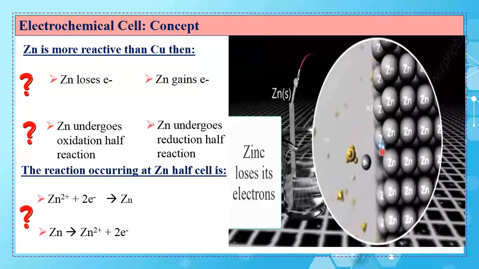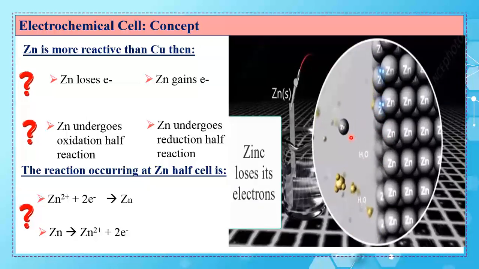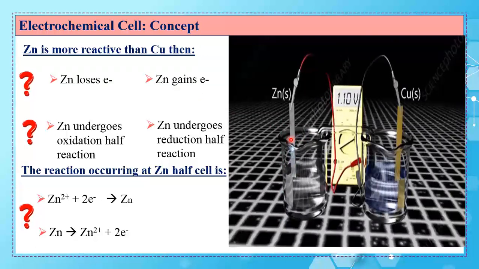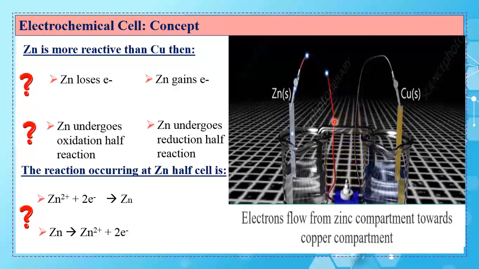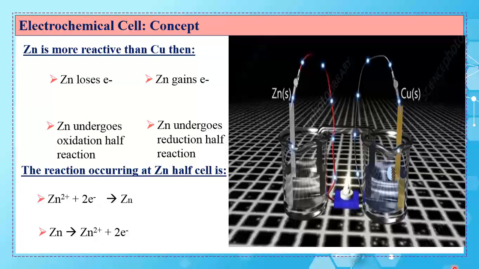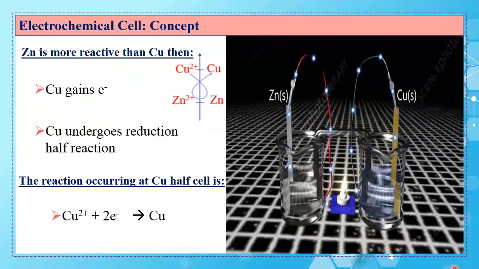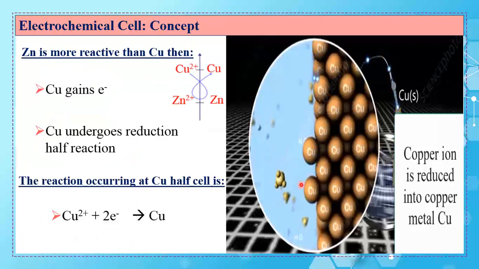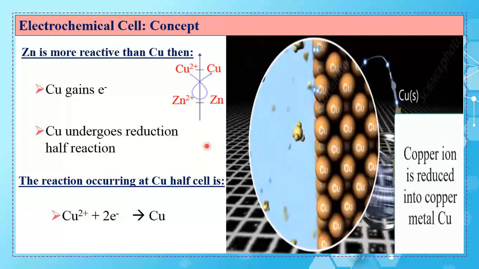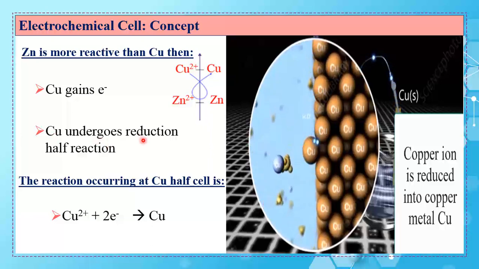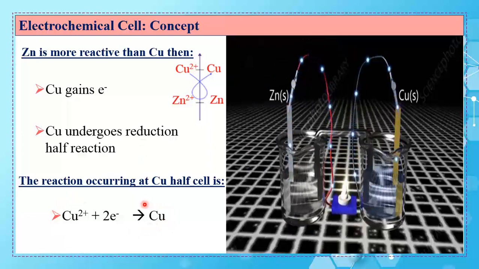Then zinc here will lose those electrons in order to become its ionic form Zn2+. And thus the electrons will flow from the zinc half cell into the copper half cell. So here the correct answer will be that Zn will lose electrons and thus undergo oxidation half reaction, and this will be the correct half reaction occurring at the Zn half cell. Oppositely, concerning the Cu half cell, Cu2+ will gain electrons in order to become Cu metal. And thus Cu will undergo reduction half reaction, and this will be the reaction occurring at the Cu half cell.